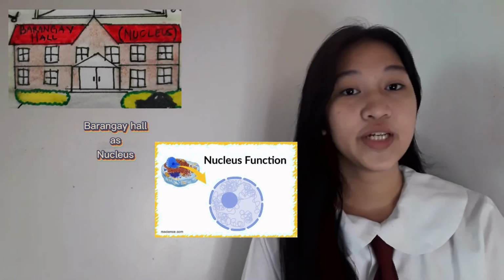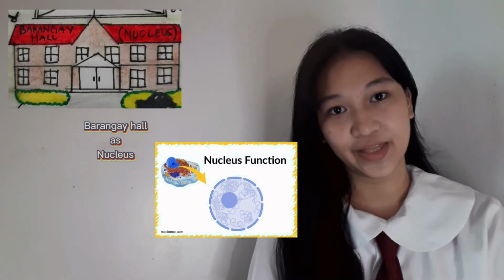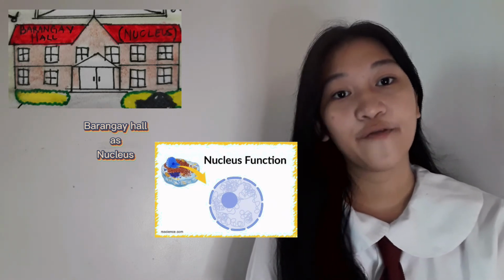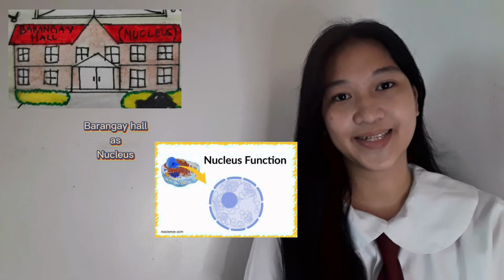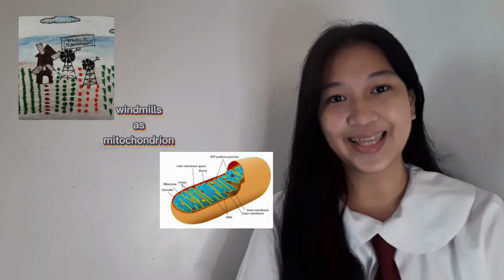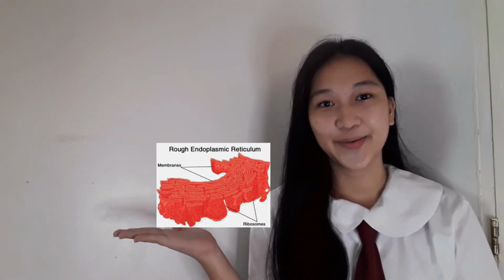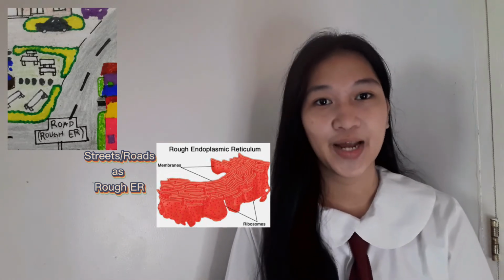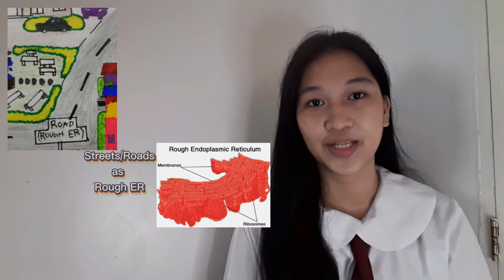Fourth, the nucleus as the barangay hall, which is the organ that regulates cellular activities, much like the barangay hall regulates programs or activities for or via local residents. Fifth, windmills as mitochondrion, because they both produce energy or power to the cell and community. The next organ I chose was rough endoplasmic reticulum as the streets or roads, because they both have a rough structure and vehicles travel around on streets and roads.